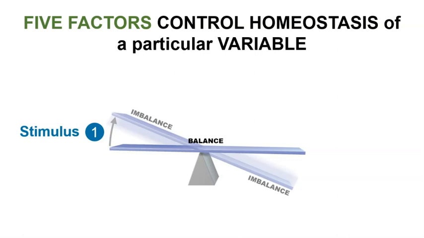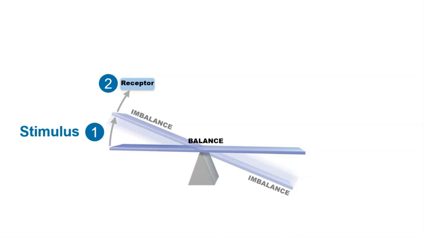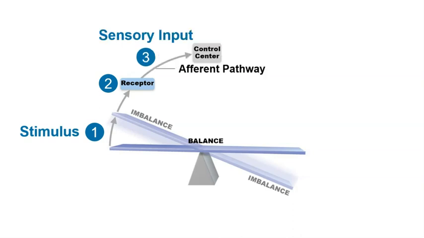The stimulus, the first of our 5 factors, is the change in the variable, such as a change in body temperature or blood glucose levels that brings the body out of balance. Receptors are structures in the body that detect these changes or these stimuli. So next, the sensory input pathway is going to send information to a control center for that particular variable. So the receptor is simply informing the control center that a change has occurred.